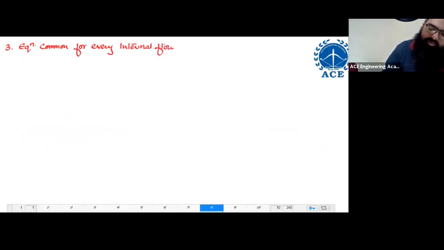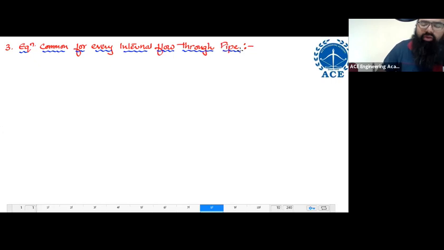Internal flow through pipe. Every internal flow through pipe is going to have some common equations. Whether it is laminar or transition or turbulent, they are supposed to follow these equations. Apart from these equations, the other equations will be different.